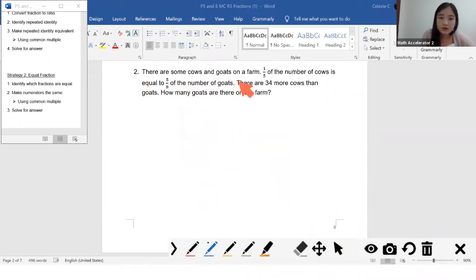Okay, there are some cows and goats on a farm. Right, 1/5 of the number of cows is equal to 5/8 of the number of goats. So what's the keyword here? Equal. Right, so you have 5 out of 8 and 1/5. These two are equal. So cows and goats, 1/5, 5/8.